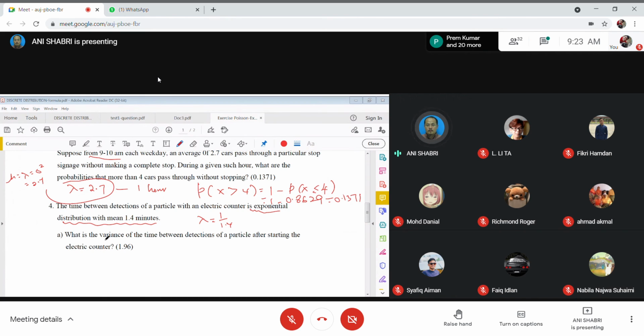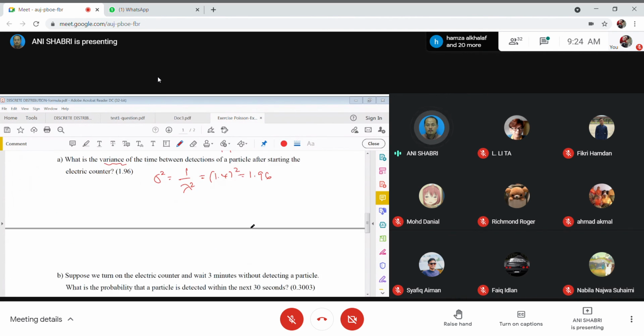Okay, how to find variance? What is the formula variance for exponential? Apa formula dia? 1 over lambda square. Variance is equal 1 over lambda square. Okay, kita lalu masukkan, kita akan dapat 1.4 power 2. It is 1.96.